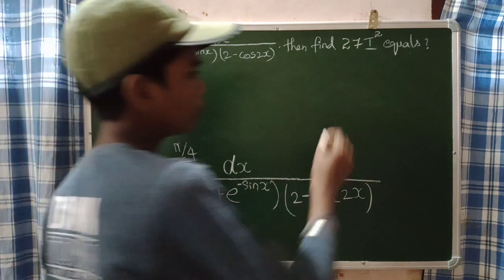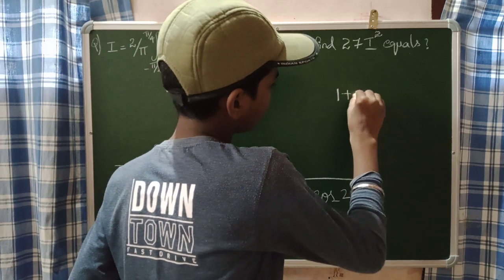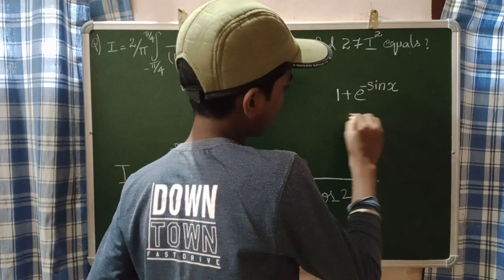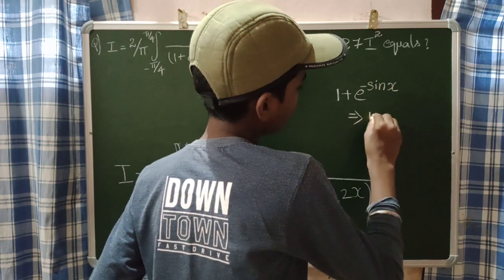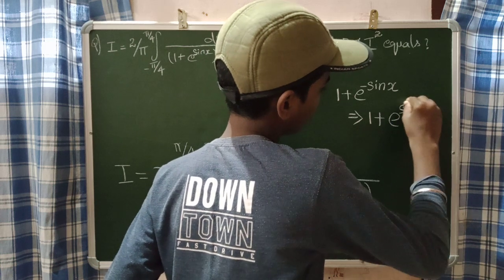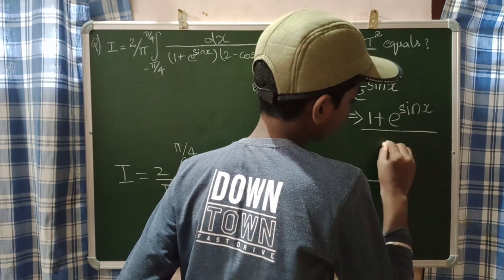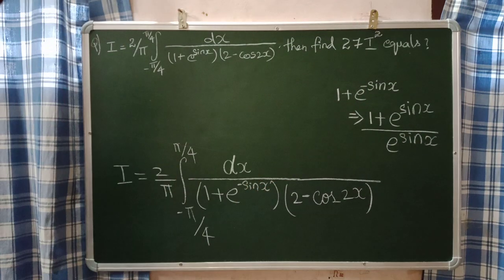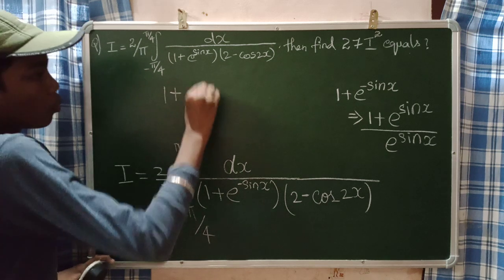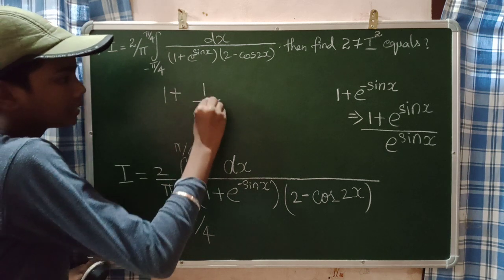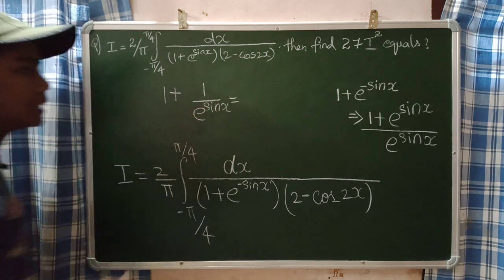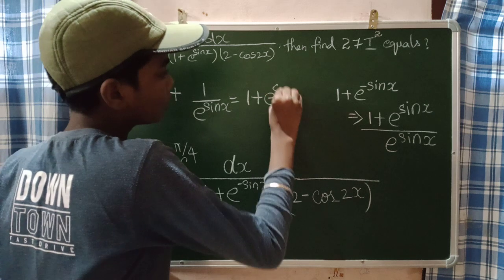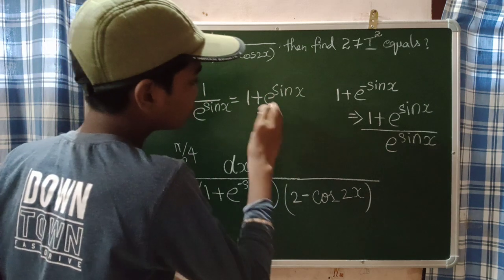When I solve this term separately, 1 plus e to the power of minus sin x can be written as 1 plus e to the power of sin x divided by e to the power of sin x. I can write it like this because 1 plus e to the power of minus sin x is 1 plus 1 by e to the power of sin x, and using the LCM this can be written as 1 plus e to the power of sin x divided by e to the power of sin x.